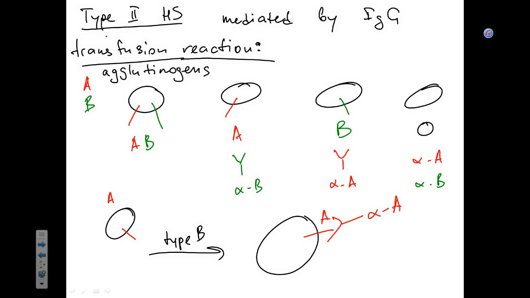So here, what we do, we take red blood cells that are type A and put them in a person who is type B. The antibodies in this person's plasma will interact with A antigen and agglutinate the blood cells. Does that make sense?